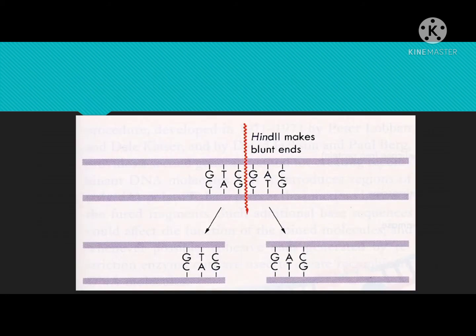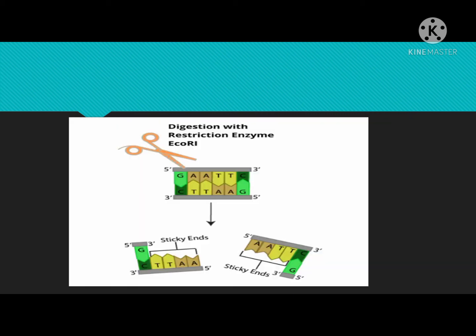So let us see HincII. It makes blunt end cuts. This is one of the examples. HincII makes blunt end cuts. Digestion with restriction enzyme, example EcoR1. Here you can see the action of the restriction enzyme on the DNA template, forming sticky ends.